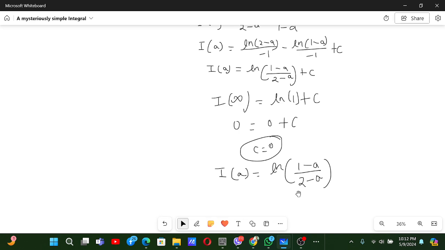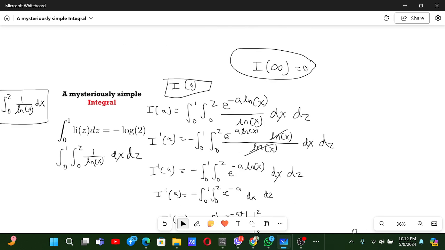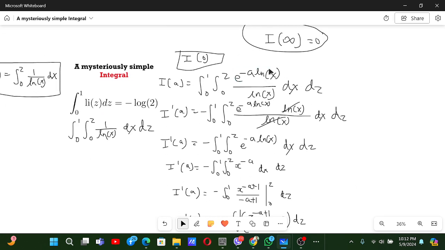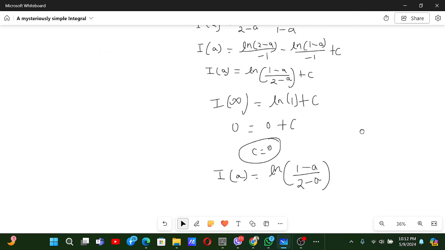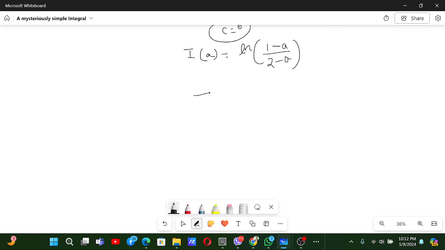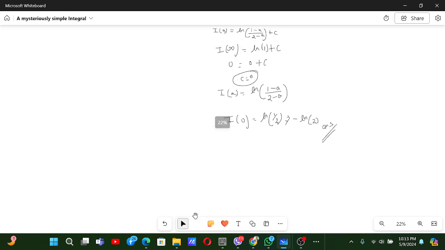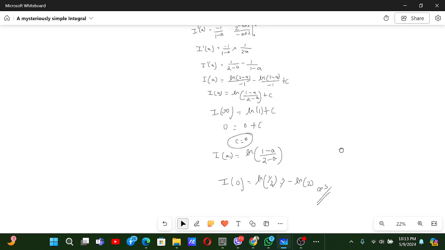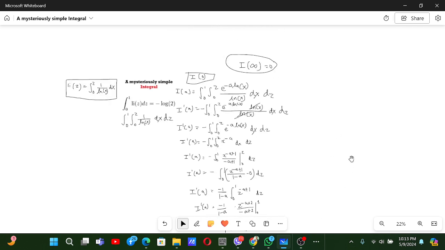Now our required integral is when a is 0, because then the extra term vanishes and we have the required integral. So let's substitute a as 0, and we get I of 0 as ln of 1 by 2, which is minus ln of 2, and this is our required answer. So we got our answer as minus ln of 2, and we have solved the problem.